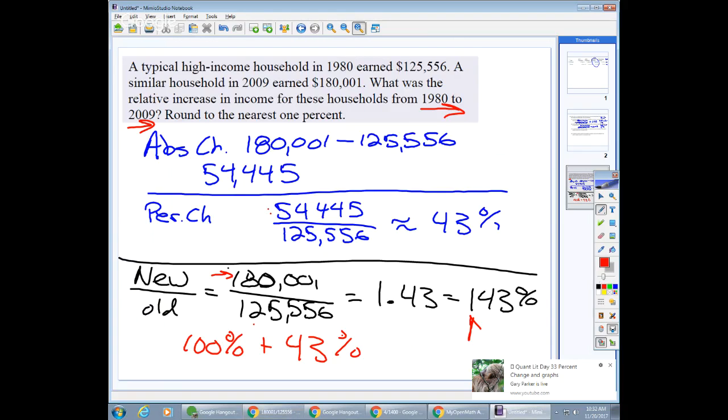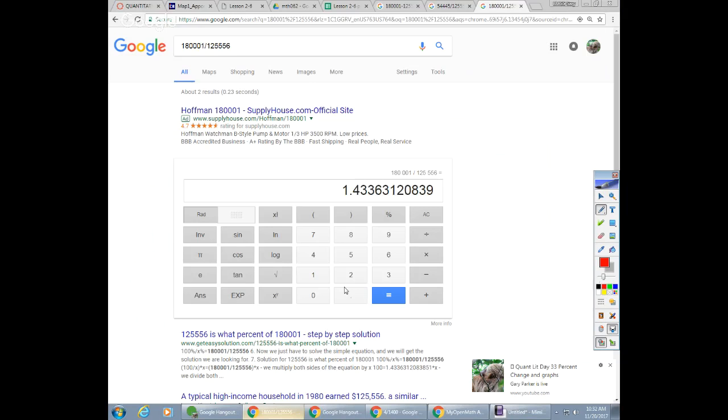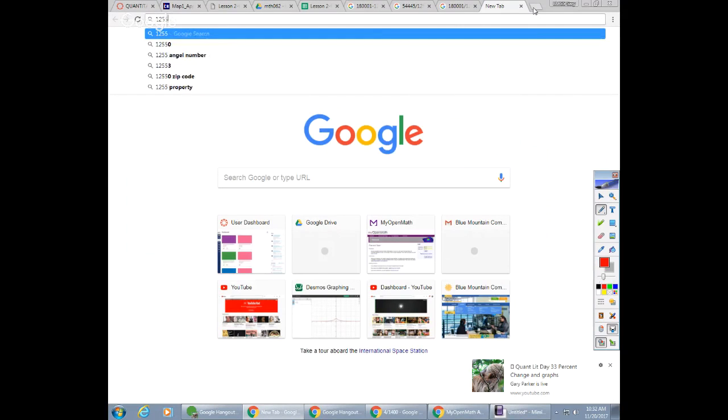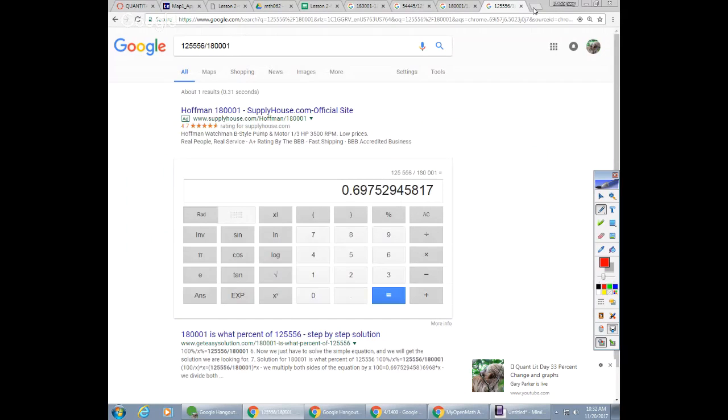So did anyone divide those numbers in the other direction? What if I take the 125,556 divided by 180,000? So I think that might be the number Kristen came up with. So this is letting the base be 2009 and then going back in time. So people back in 1980 made about 70% of what people made in 2009. Or you could say they made about 30% less than we do now. So it depends on what you choose your base amount to be.